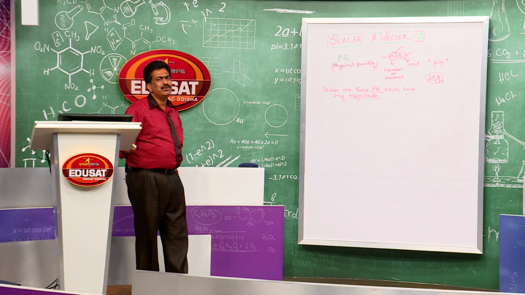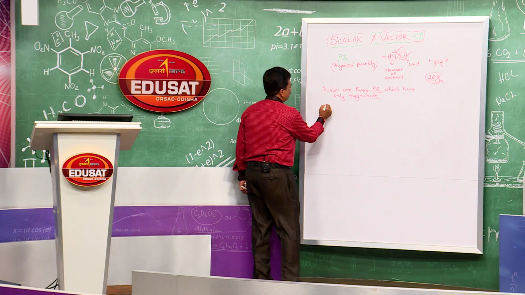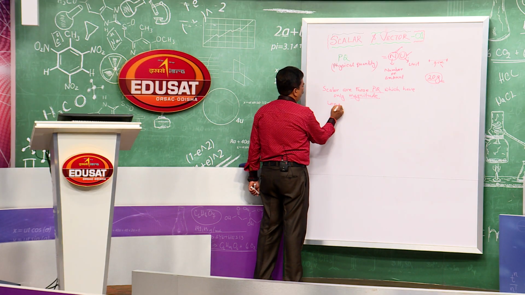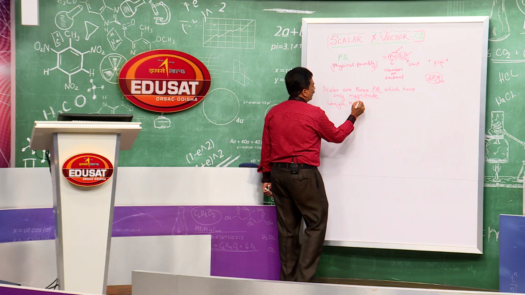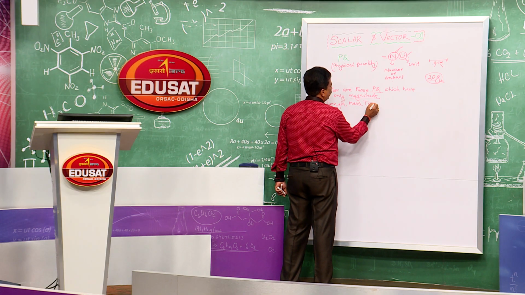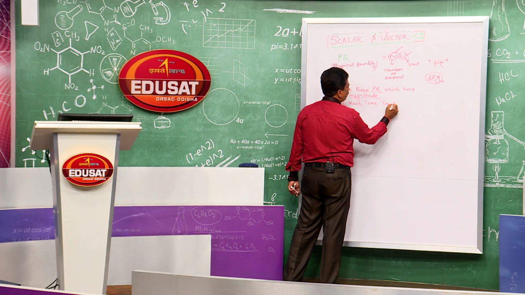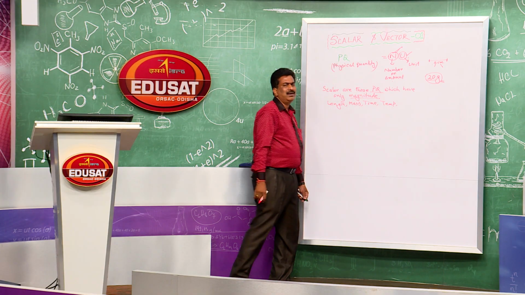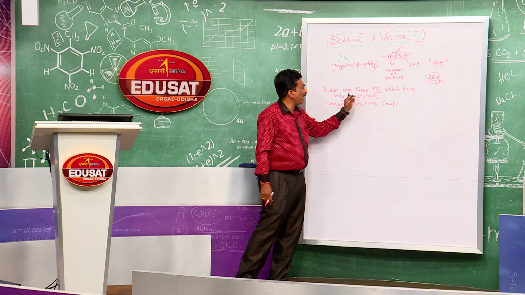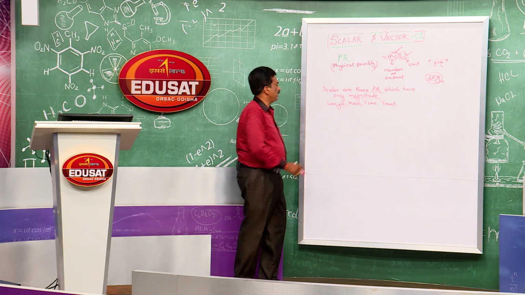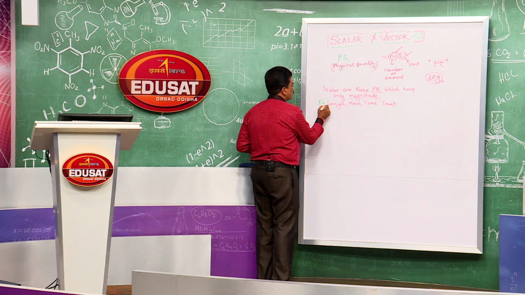So I have given you the different types of scalar quantity. One is length, one is mass, one is time, and then one is temperature. These are all physical quantities which have only magnitude, and they are called scalars. So these are the examples. Are you clear, my students?